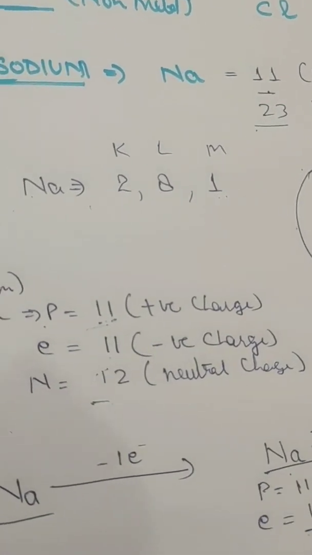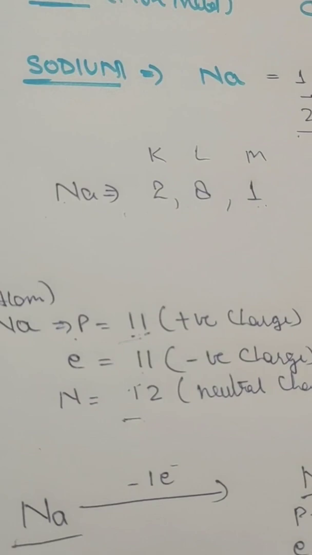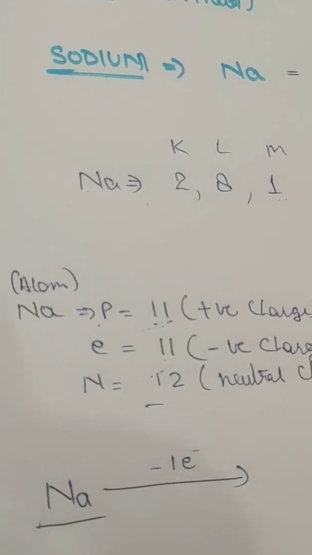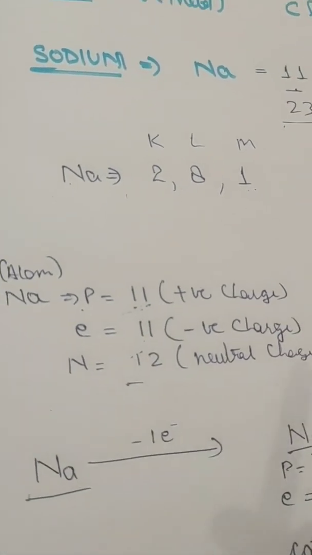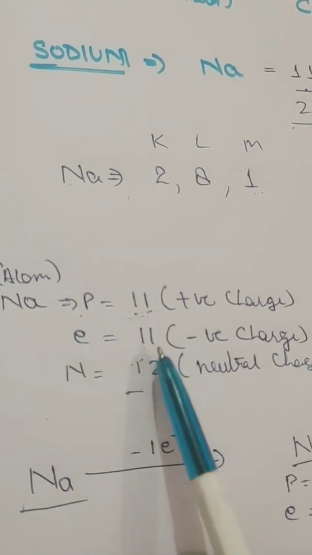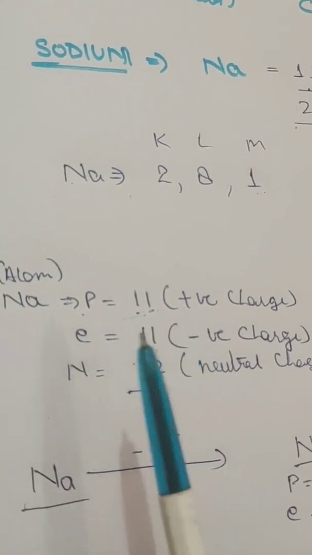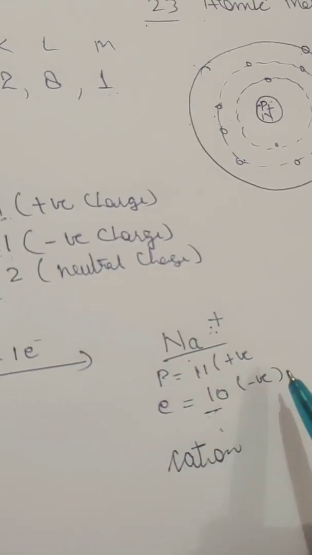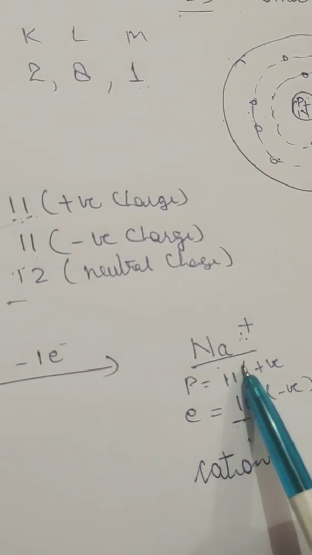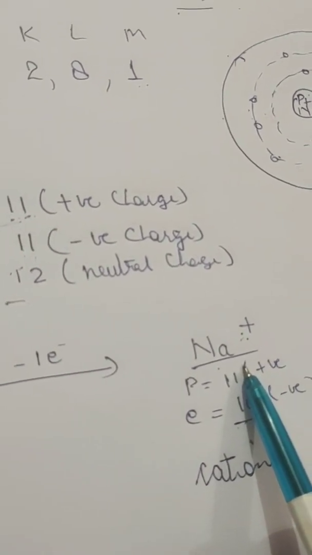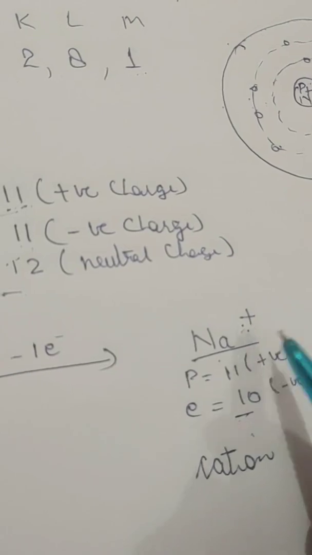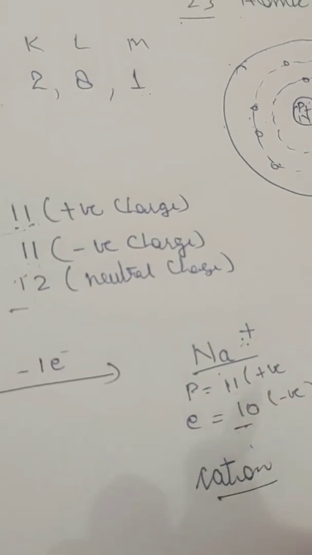So an atom has an equal number of charges, so it is a neutral substance, because positive and negative are equal. Whereas an ion is either a positive or a negative substance, and if it is a positive ion we call it a cation. Okay, now next we'll read about chlorine.